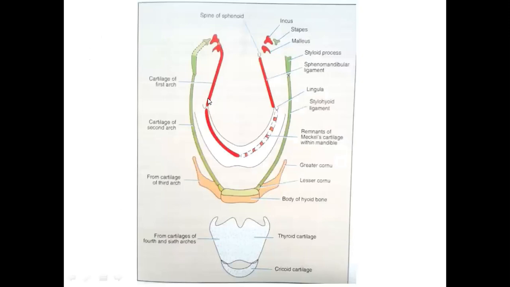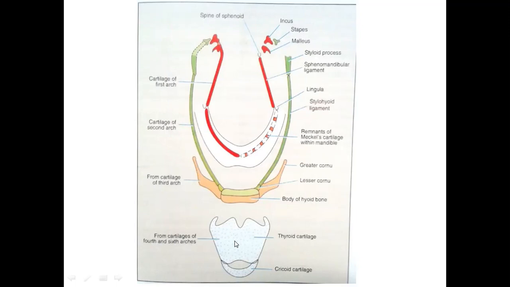These red structures show cartilages derived from the first arch. The green structures are the cartilages of the second pharyngeal arch. The third arch cartilages are shown in orange. These are the cartilages derived from the fourth and sixth arches.